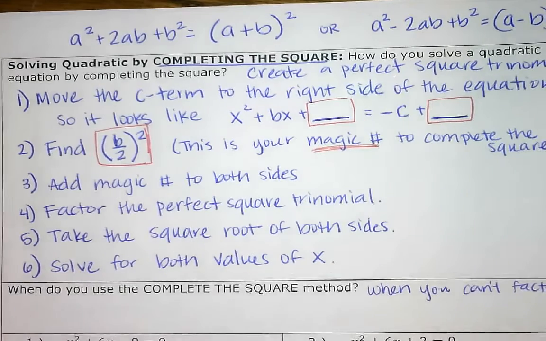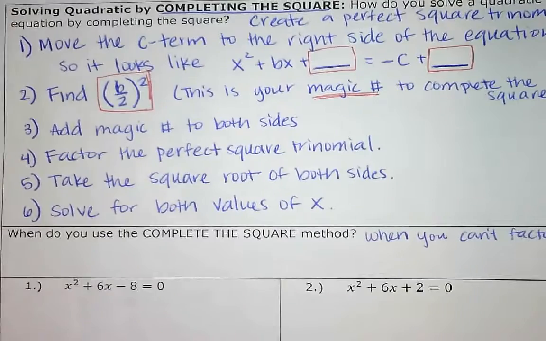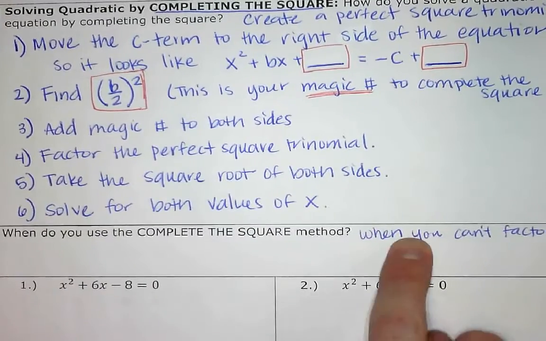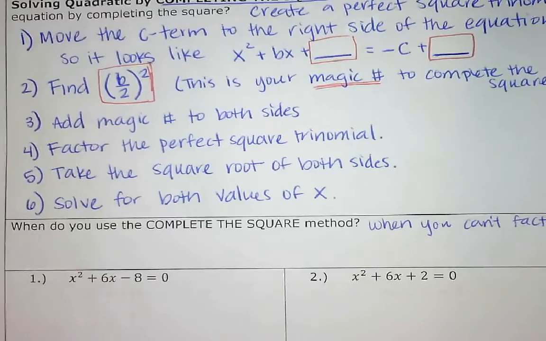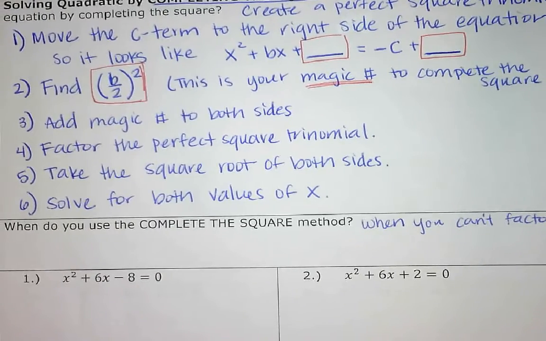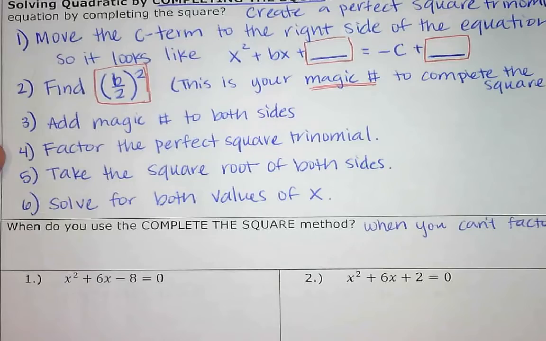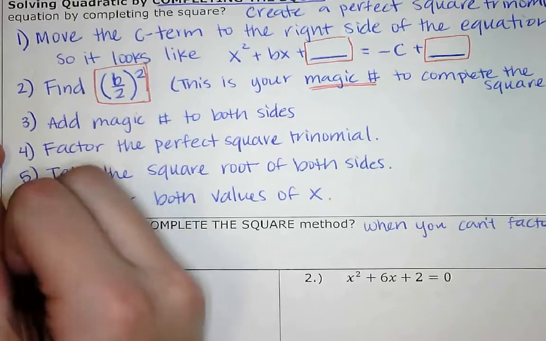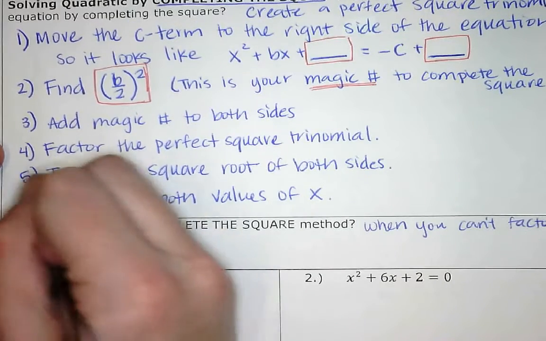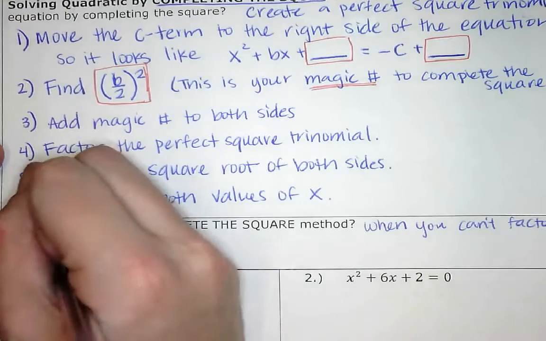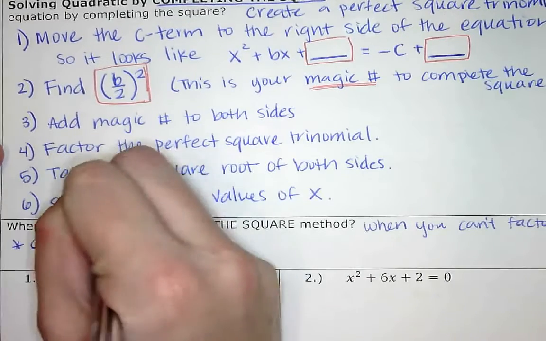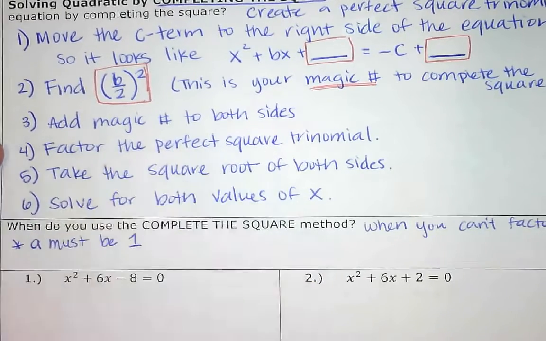So when do you use completing the square? You use it when you can't factor. We've already talked about that. Or if you can't do the perfect square method. And guys, you want to make sure that your a, the coefficient, the a must be 1. So if it's not 1, you're going to have to make it 1.